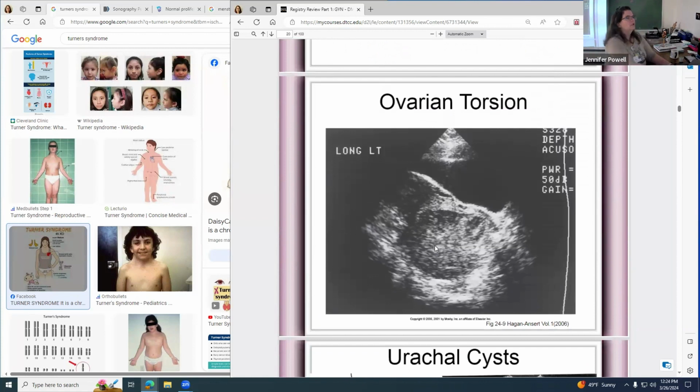So this is an example. It does look like a large ovary in relationship to the bladder. And this looks like, I guess this is maybe cervix, I'm not sure, but you can see it's pretty enlarged.